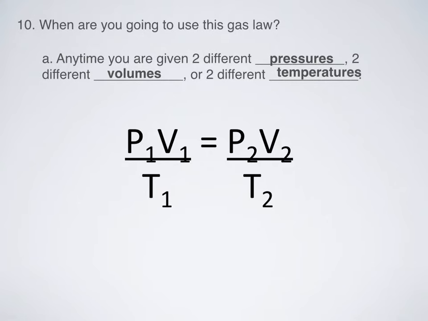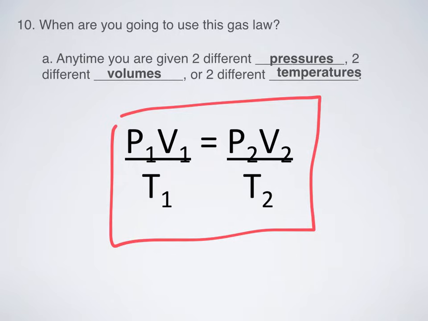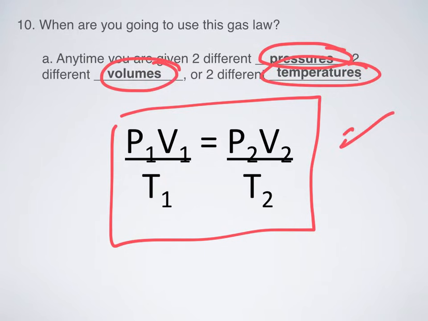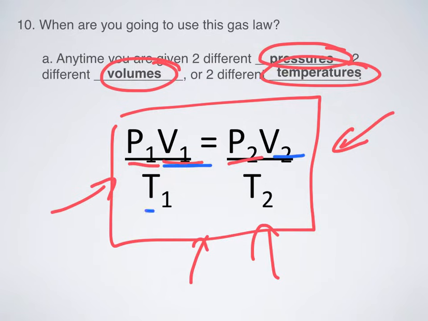Because there are multiple gas law equations, when am I going to be using this one? P1 times V1 over T1 equals P2 times V2 over T2. Anytime you are given different pressures, different volumes, or different temperatures, that's when we use this equation. It's extremely useful only if we are changing pressure, volume, or temperature. So if we're changing those variables, that's when we use this gas law.